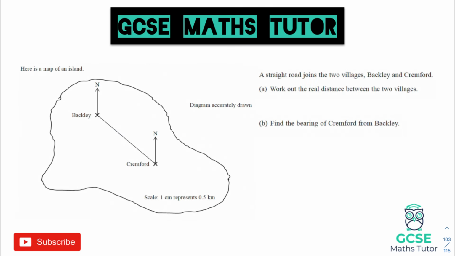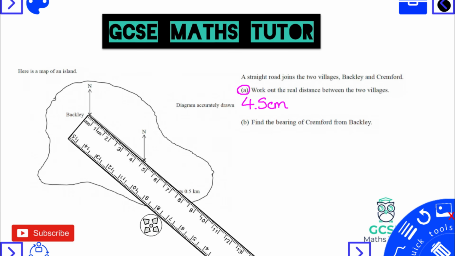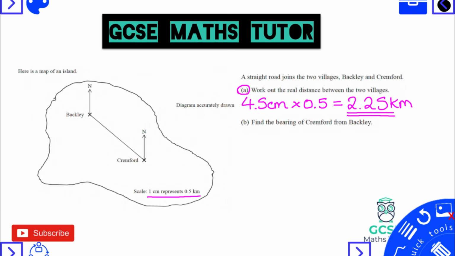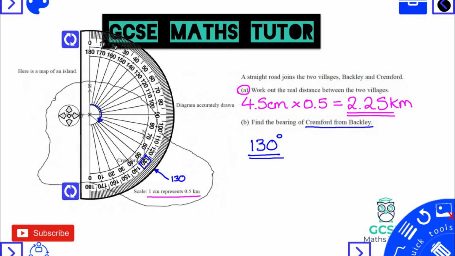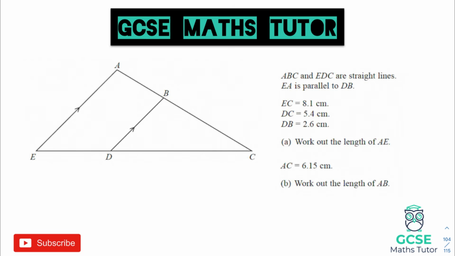When you have bearings, you're going to need your protractor and most likely your ruler if it has a scale. So for this one, we measured the distance. It comes out as 4.5 centimetres, and it says on the scale that 1 centimetre is 0.5 kilometres, so we can multiply that distance. When you are measuring the angle, get your protractor, measure it out really carefully. Remember, you're measuring from north.